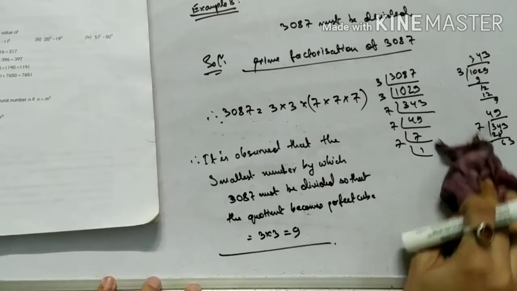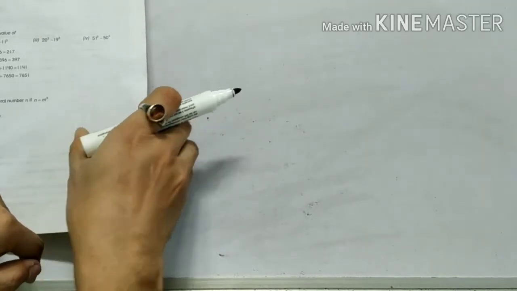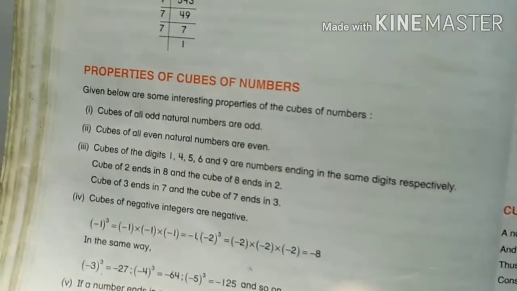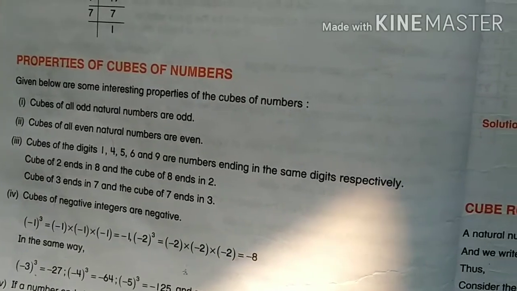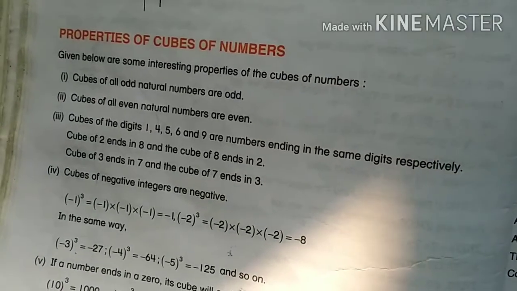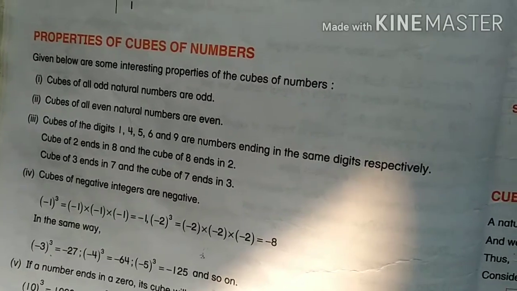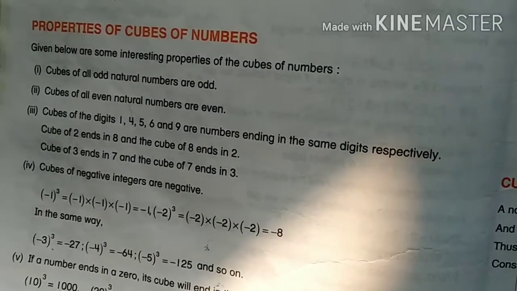Next again, properties of cubes of numbers. Okay, properties of cubes of numbers. So first property, cubes of all odd natural numbers are odd, cubes of all even natural numbers are even, cubes of digits 1, 4, 5, 6 and 9 are numbers ending in the same digit respectively. Cubes of 2 ends in 8 and cube of 8 ends in 2. Cube of 3 ends in 7 and cube of 7 ends in 3. Okay.